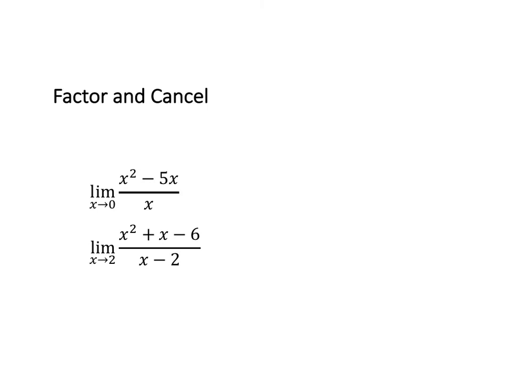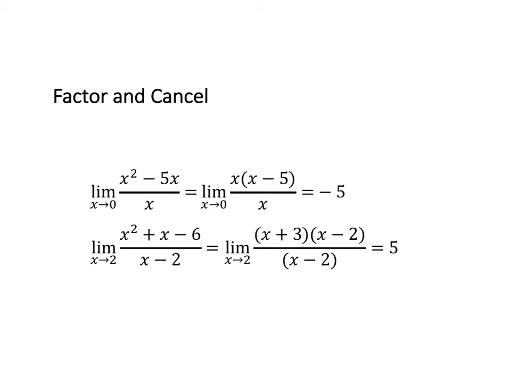So what if direct substitution doesn't work that well? For example, if you look at the first one here, the limit as x approaches 0 of x squared minus 5x over x. Well, if I plug in 0, I'm dividing by 0. So that's not going to work. I can't divide by 0. And even in the second one, as x approaches 2, if I plug in 2, the denominator is also 0. So that's not going to work. So what we're going to do is try to see if we can factor and cancel and then do direct substitution.